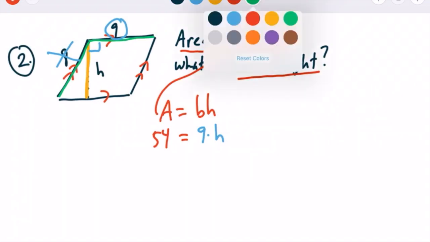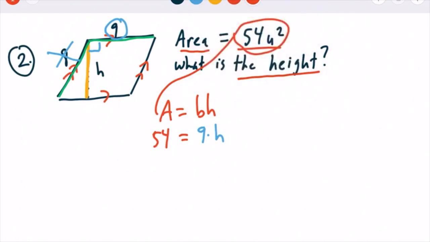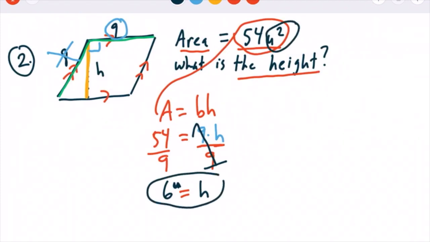Now we need to isolate the H, so that's 9 times H. So what do we need to do to get rid of that 9? Yeah, inverse operation would be division. Divide both sides by 9. And on the right, we get 1 times H, and that's H. And on the left, 54 divided by 9 is 6. And that's units. So 6 units. There it is. Not too bad. Using a little bit of algebra in geometry.